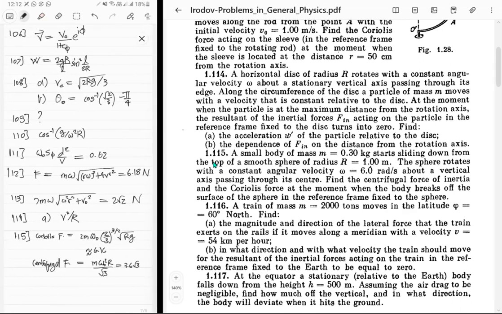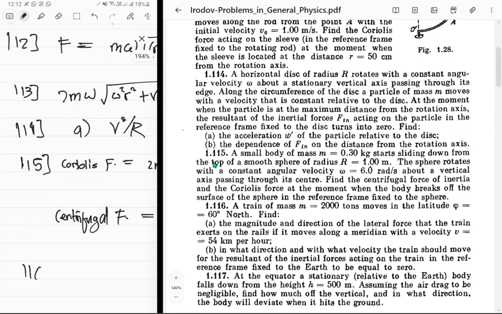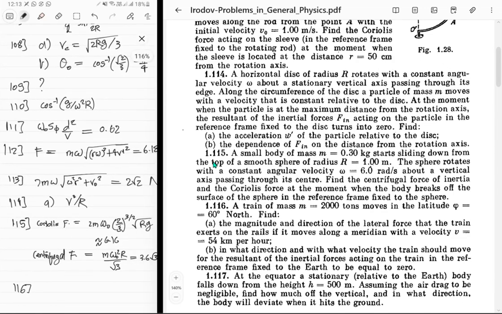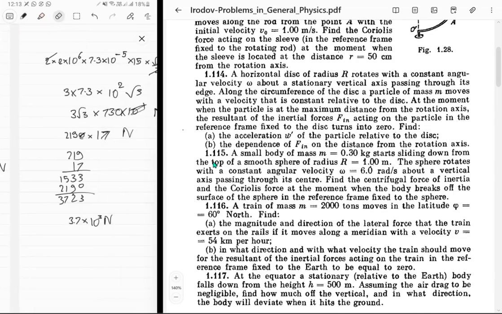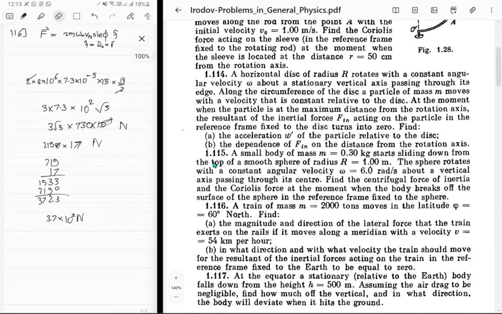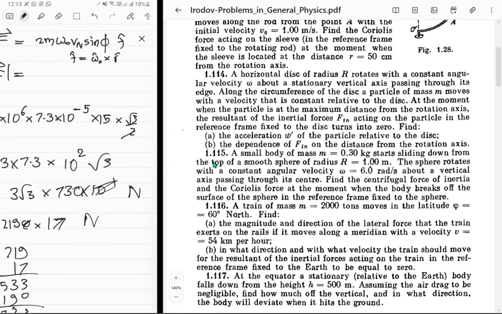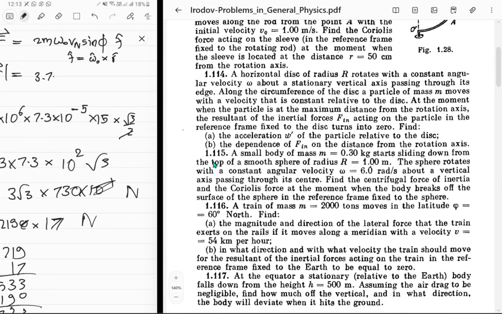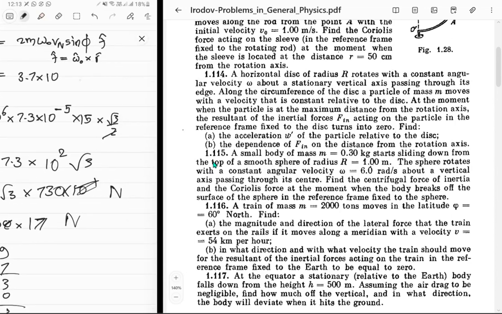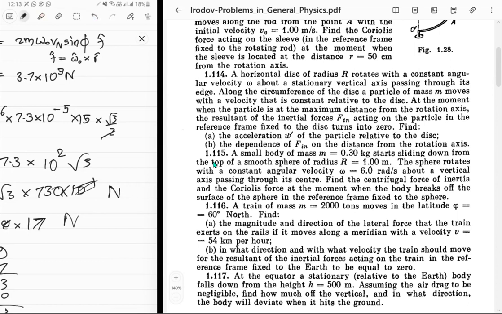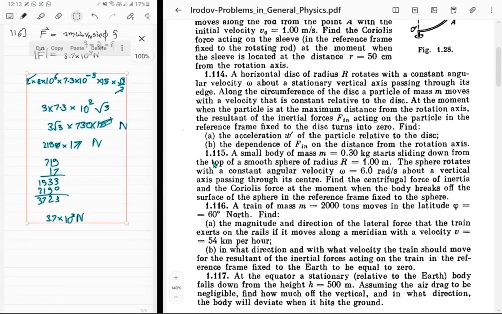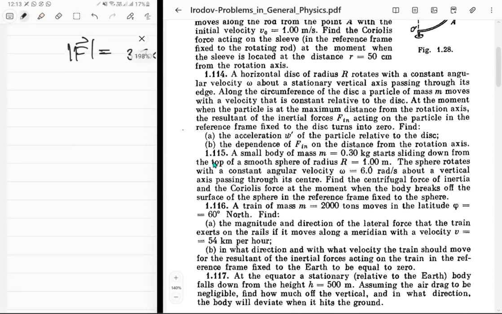That should do it. So 116, oh, okay, 116 is on the next page actually. So the magnitude of the force is approximately 3.7 times 10 power 3 newtons. That should do it. Okay, next, 117, the last question.